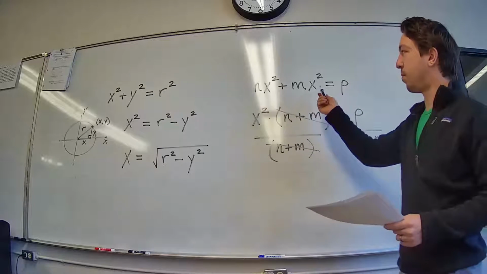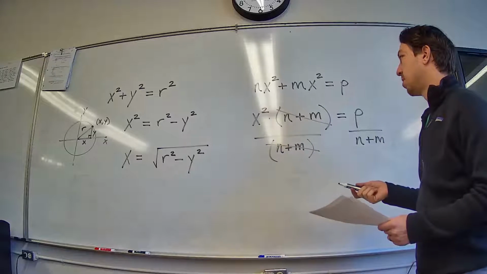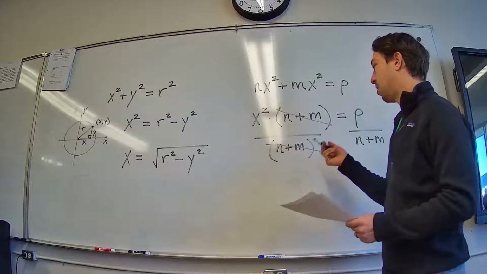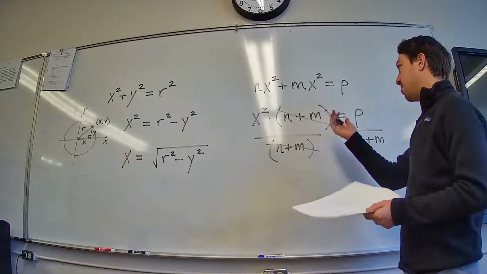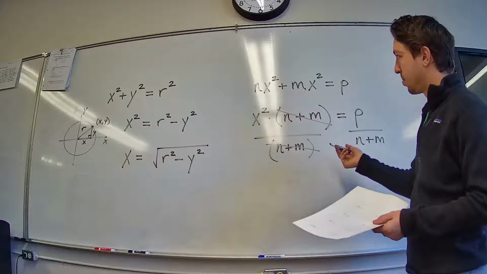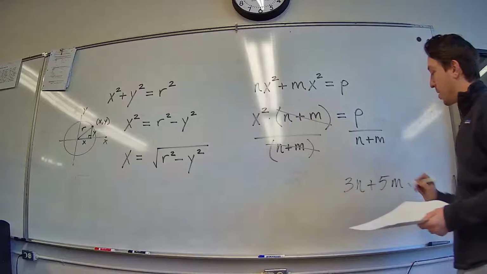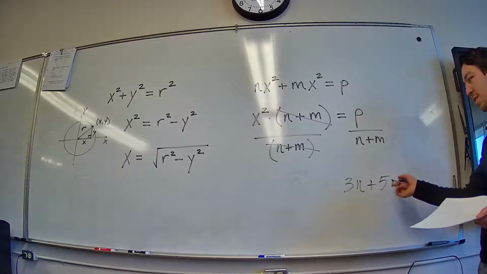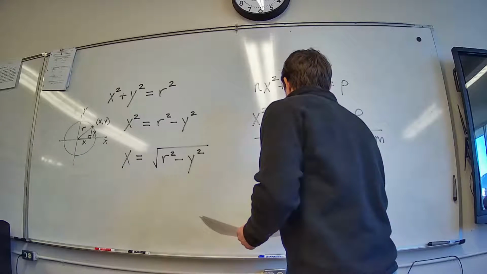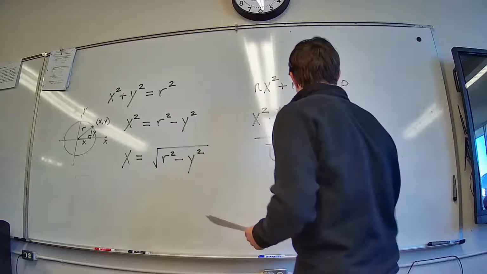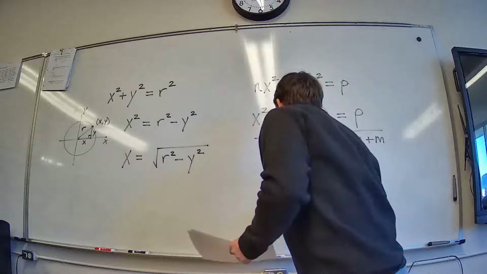I would say that you kind of have to pull the x squared out first. Otherwise you're getting into trouble, because for example, if you have like 3n plus 5m or something, you can't just divide by n plus m. This one you'd have a hard time. So, okay, x squared. Well, we're almost to the answer, right? X squared equals p over n plus m. So just square root both sides, and you're done.